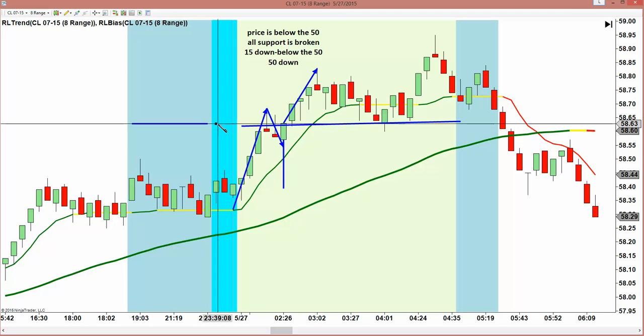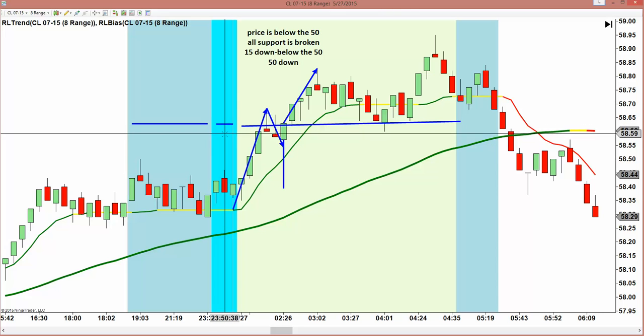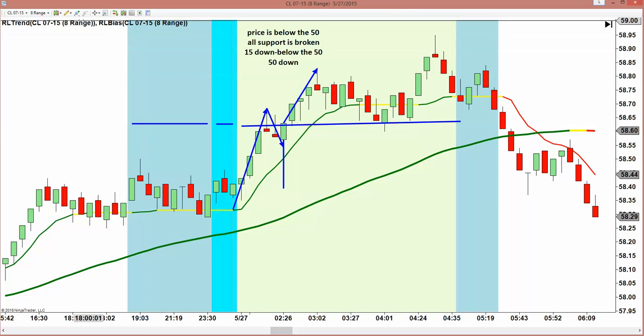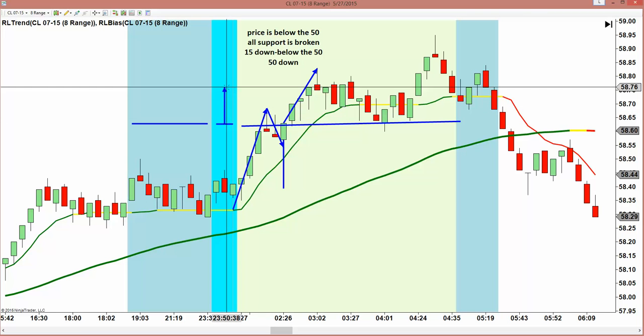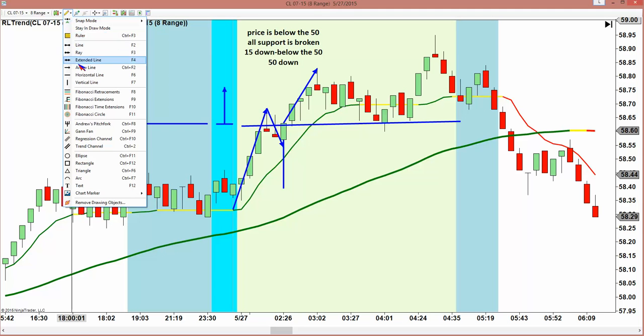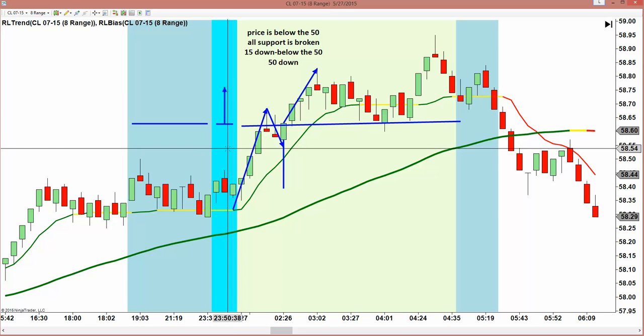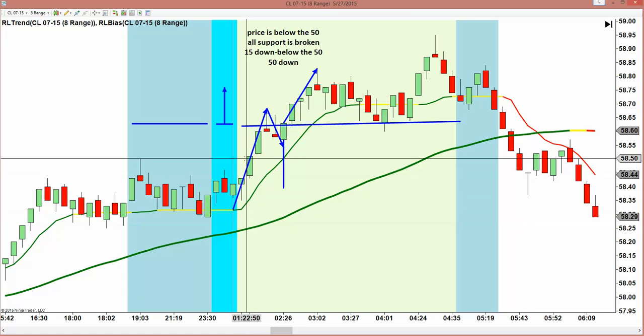And we've really revised these colors over and over again. Now, on this color, what you have is resistance to the upside that still needs to be broken. And the 15 can be below the 50. But the 15 is up, the 50 is up, and the key is price is above the 50. We never break that rule. We are never going to go long unless price is above the 50.